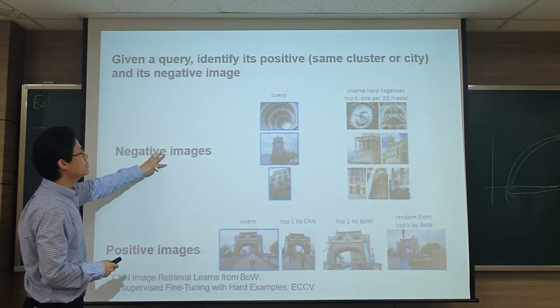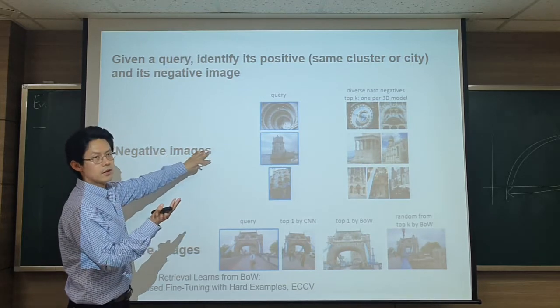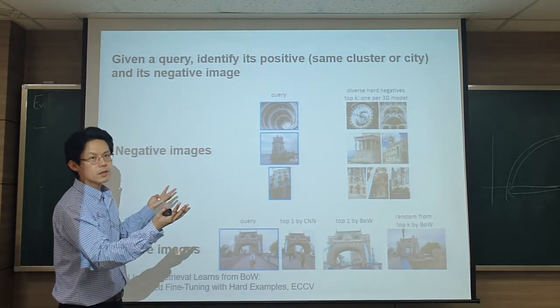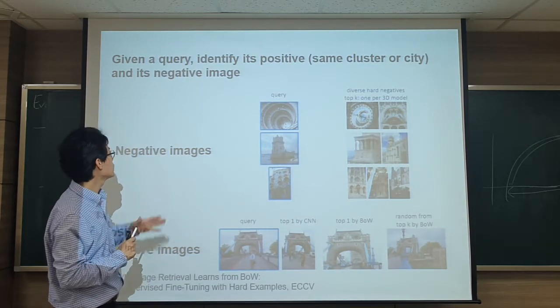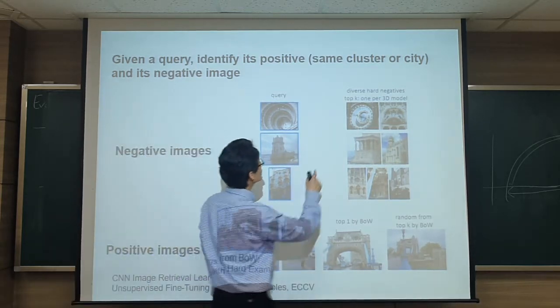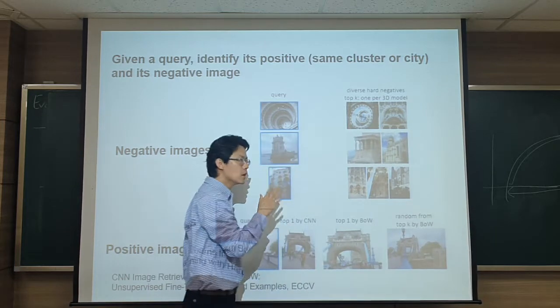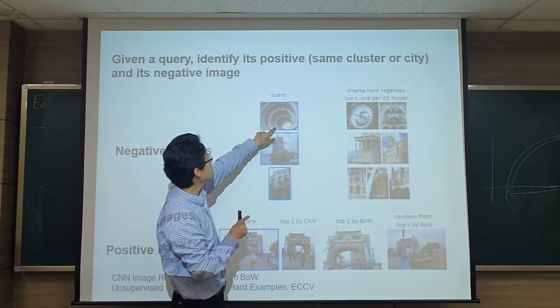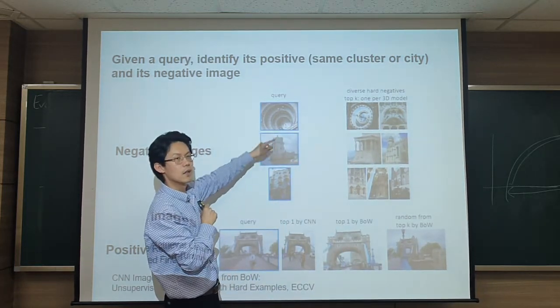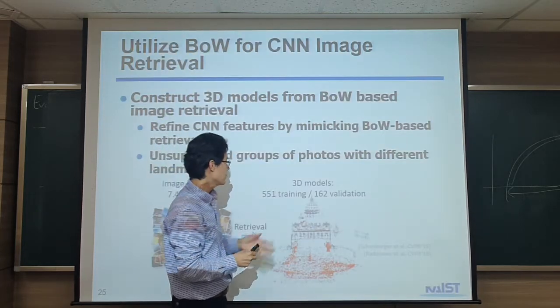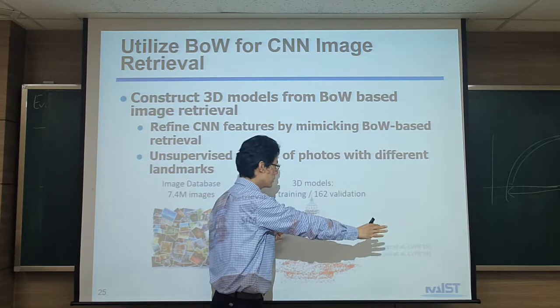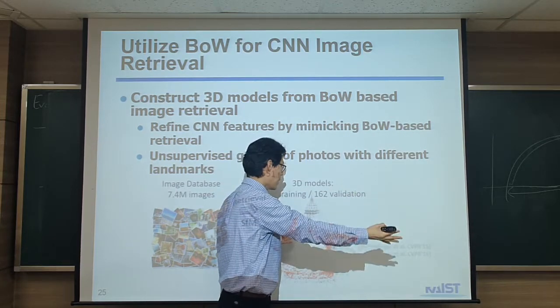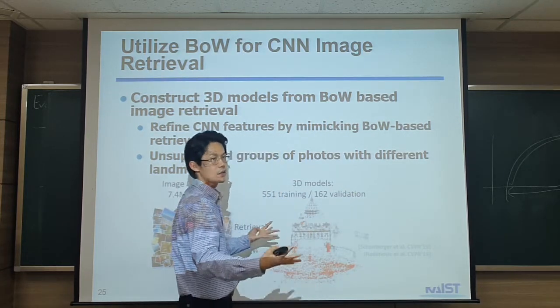And the negative one is where we just identify some random image, right? Then it could be random. But more important is that we want to identify the hard negative. It looks like this query image, but it should be from a different image set. For example, if we do this kind of clustering, there could be another landmark, right? Some landmark like the Eiffel Tower, some other one. We know that they are different, right?